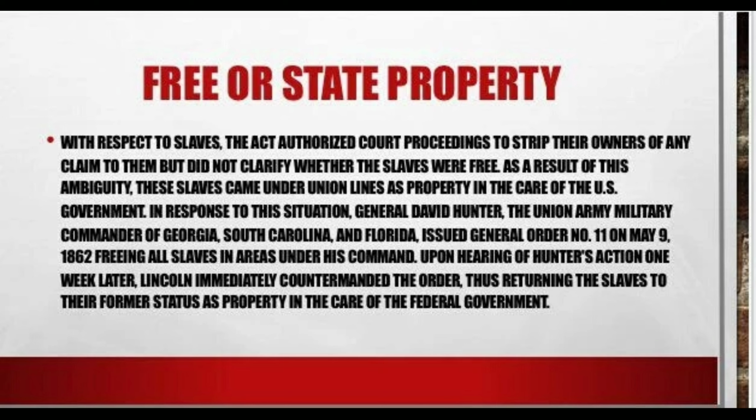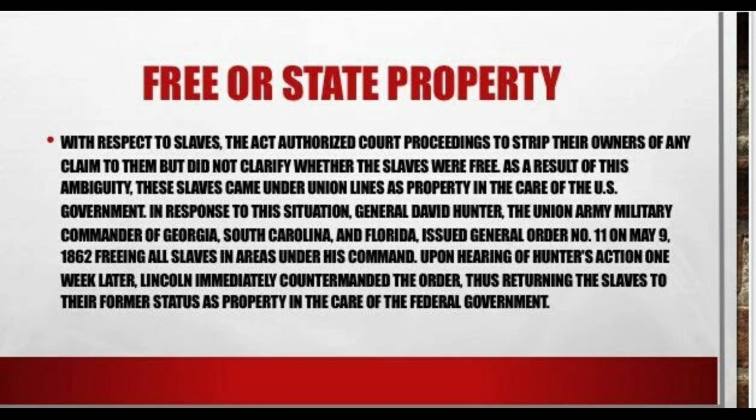Who are those slaves? But with respect to slaves, the act authorized court proceedings to strip their owners of any further claim to them, but did not clarify whether the slaves were free. As a result of this ambiguity, the slaves came under Union lines as property in care of the United States government. In response to the situation, General David Hunter, the Union Army military commander of Georgia, South Carolina, and Florida, issued General Order Number 11 on May 9, 1862, freeing all slaves in the area under his command.